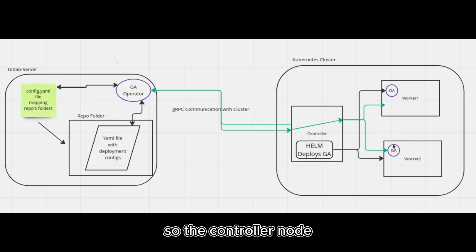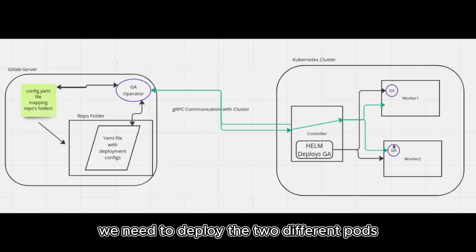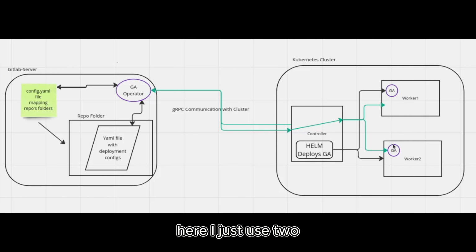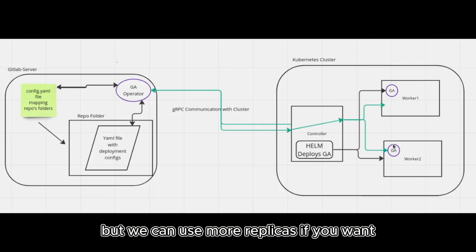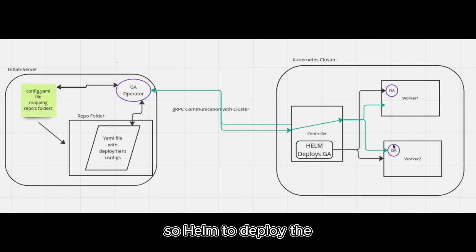So the controller node is going to be actually deploying all the different applications sent by the GitLab operator. But before that we need to deploy the two different pods. Here I've just used two, but we can use more replicas if you want, using Helm. So Helm to deploy the GitLab agent.